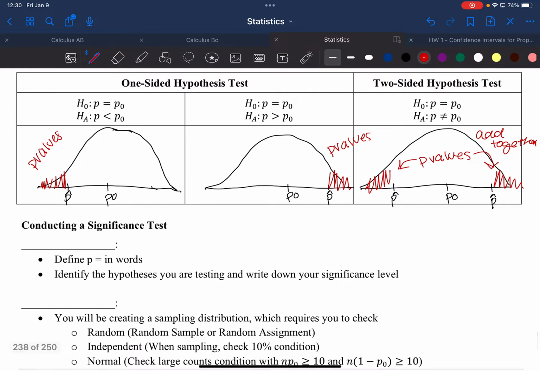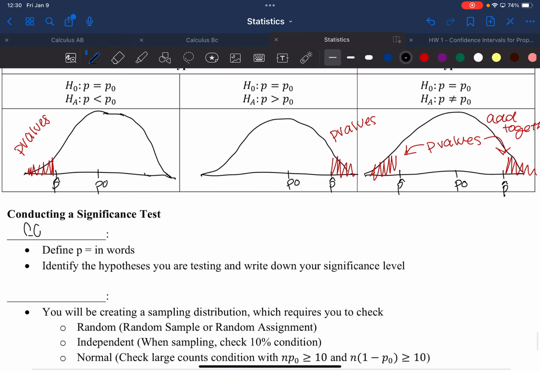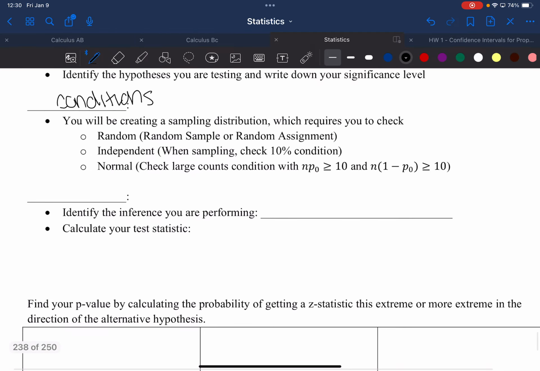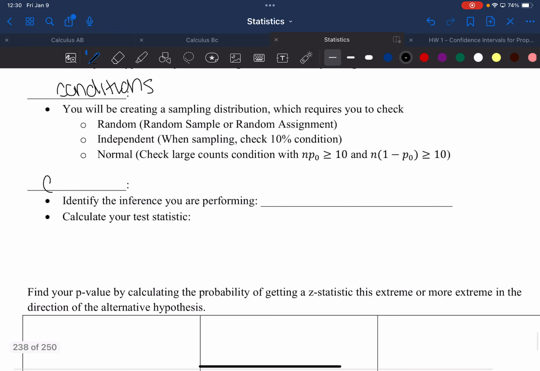Okay, last part here is when we're conducting a significance test, we're still using our 4 C's. And what are our 4 C's? Communicate, conditions, calculate. We're going to pause at calculate because I have more things to write.